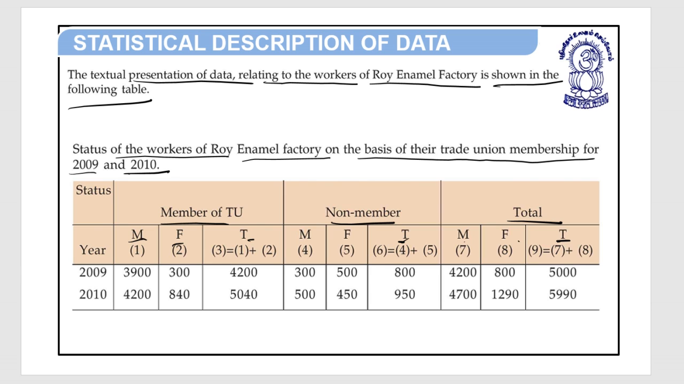So here in 2009, male 3900, female 300, so the total becomes 4200. Non-member: male 300, female 500, total 800. Overall: male 4200, female 800, total 5000. In 2010, 4200 plus 840 is equal to 5040. Non-member male 500 plus 450, 950. Total 4700 plus 1290 is equal to 5990.